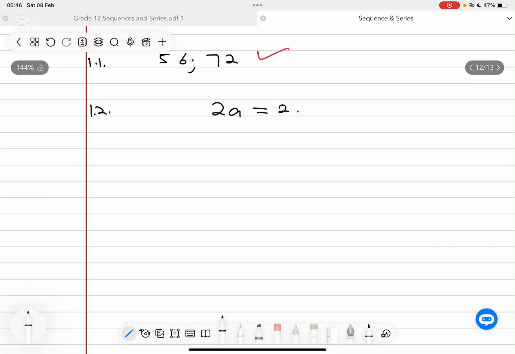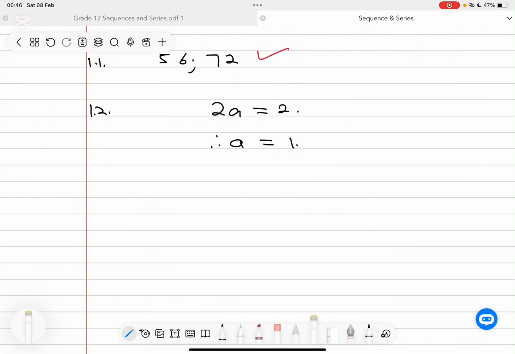Now, in simplifying this, we can clearly see that a is going to be equal to 1, because we divide by 2 on both sides, so that this side cancels. I'm left with a, and here 2 into 2 goes once.